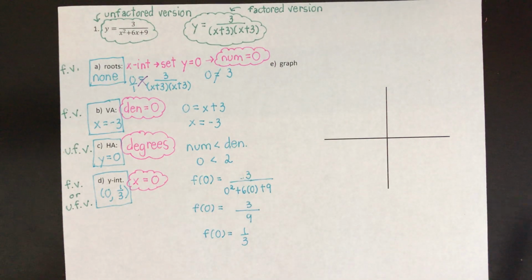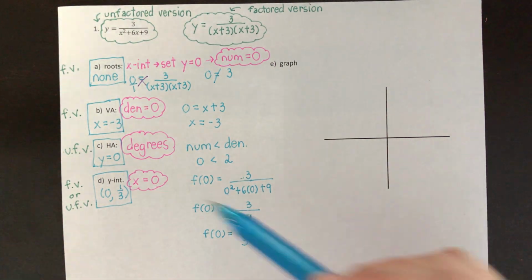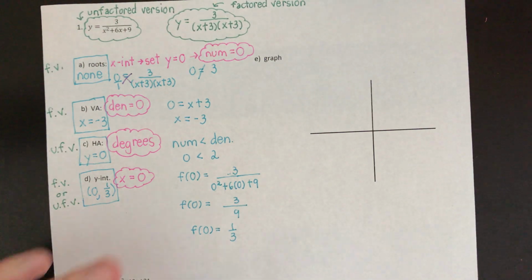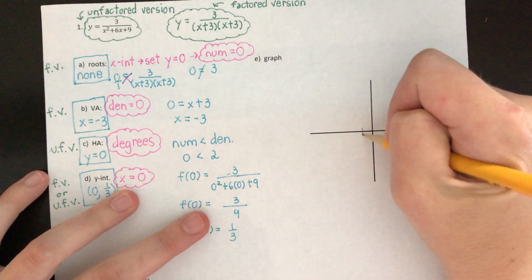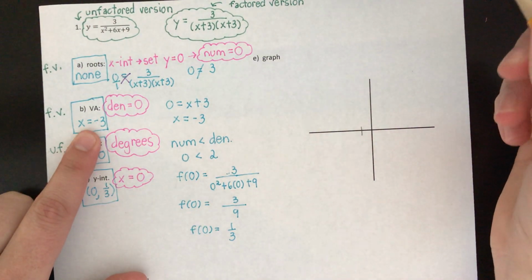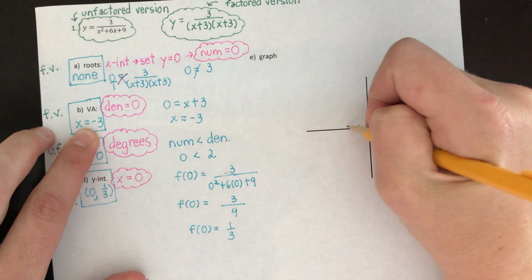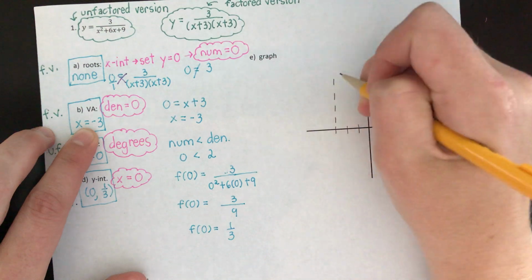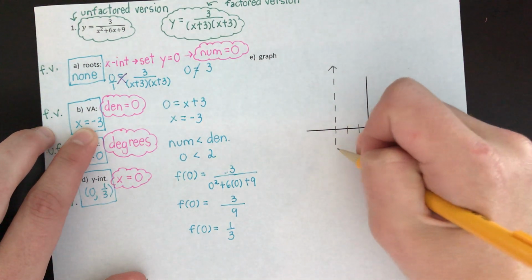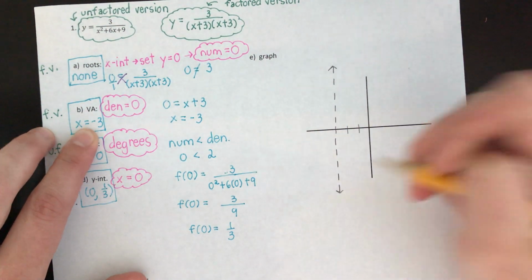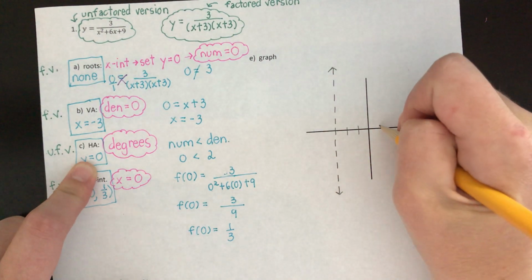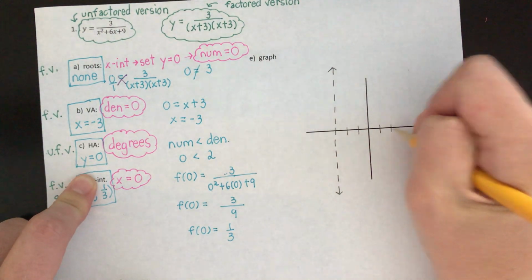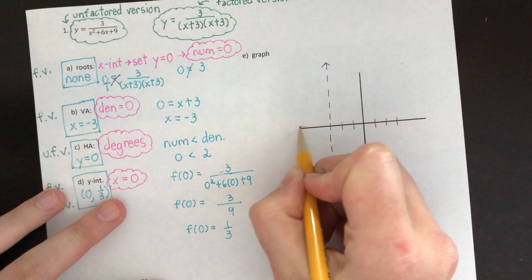Okay, now for the fun part, graphing. Yay! Remember, find all your key parts, then start graphing. So I have no roots. I have a vertical asymptote at x equals -3. So 1, 2, 3. Here's my vertical asymptote. All right. I have a horizontal asymptote at y equals 0.